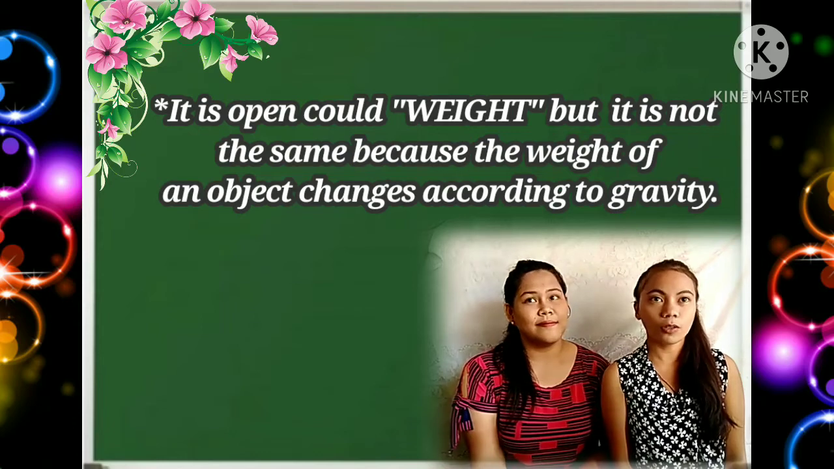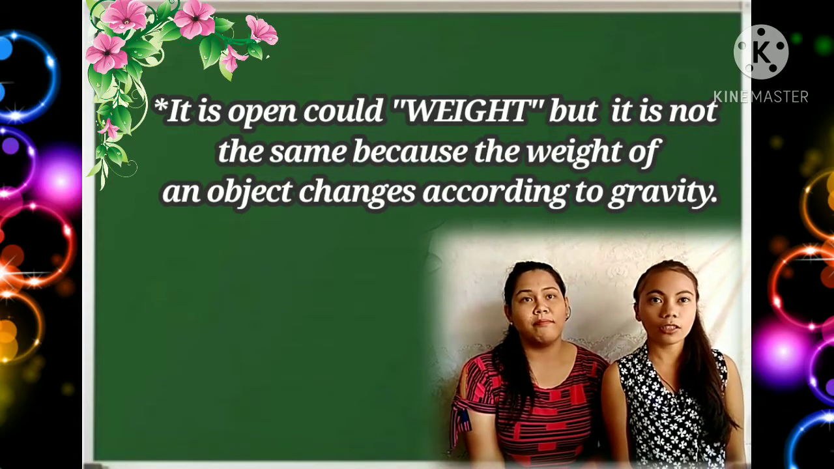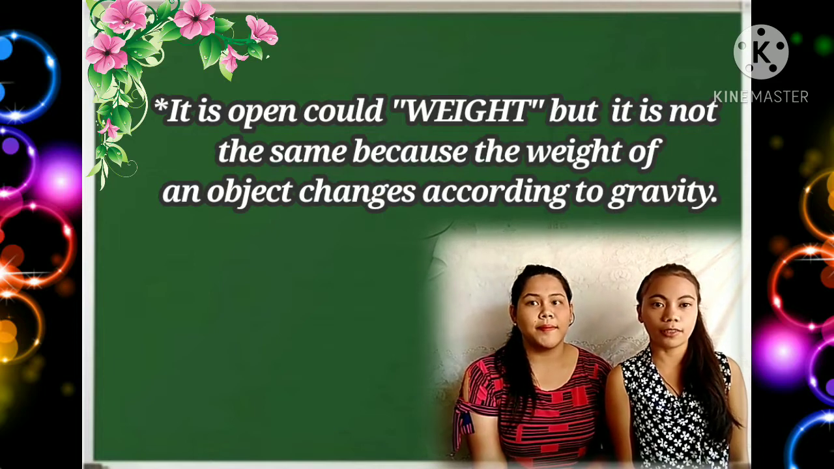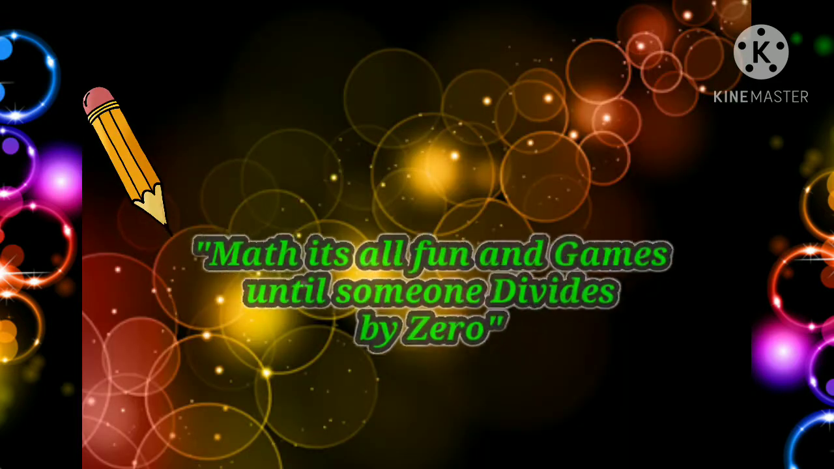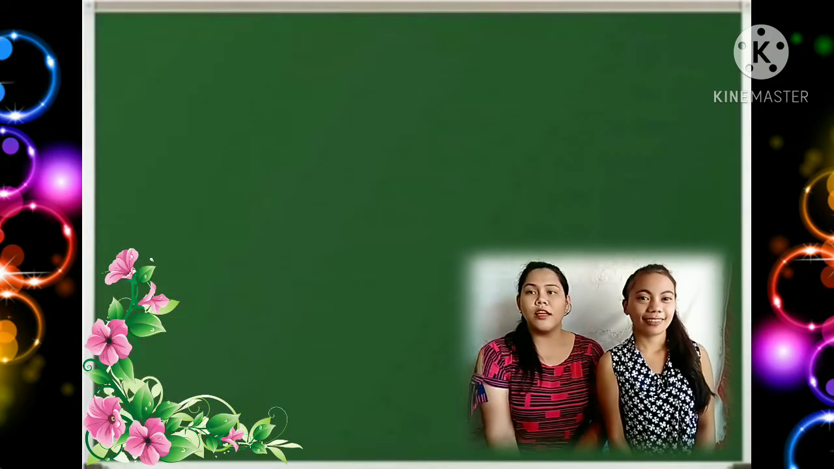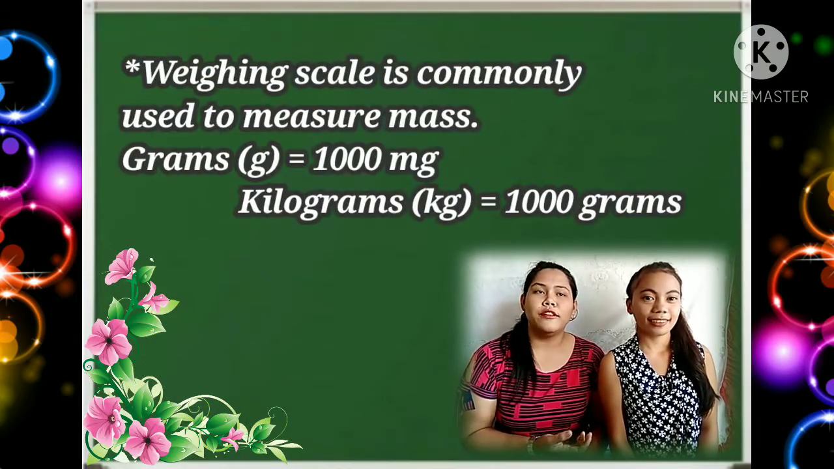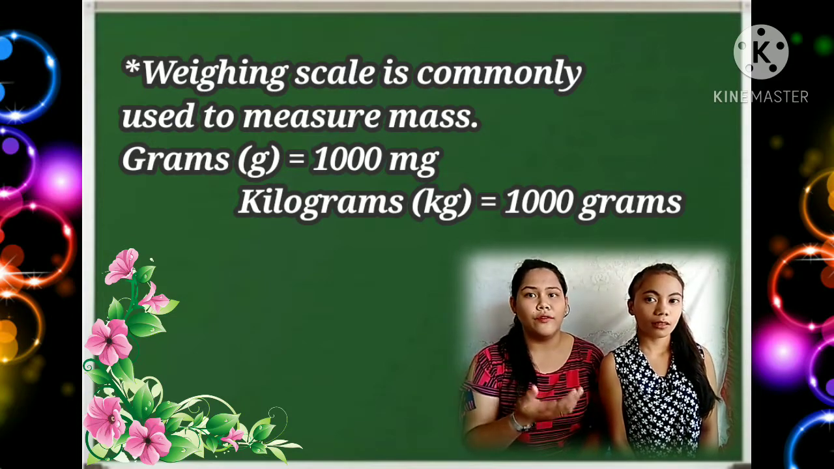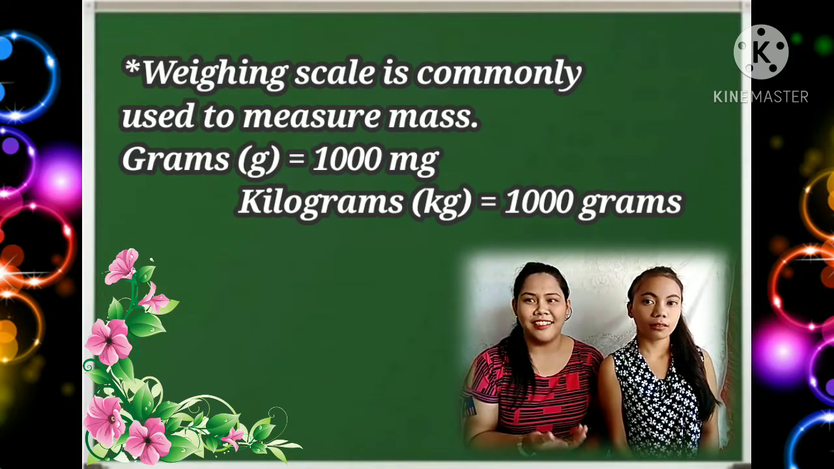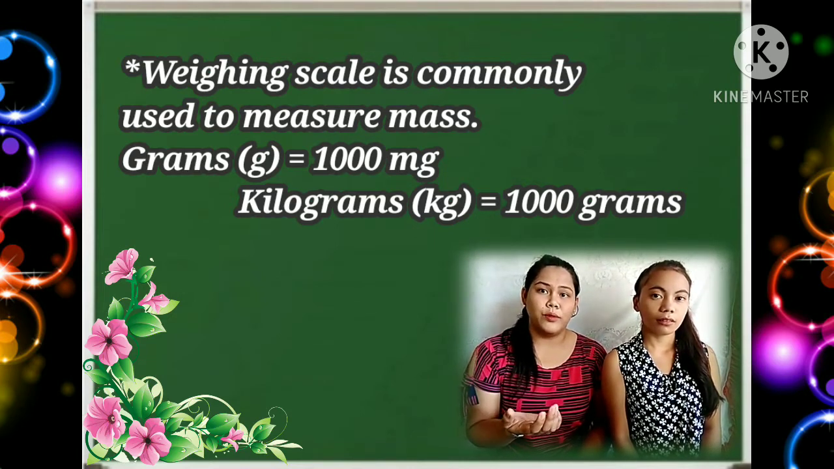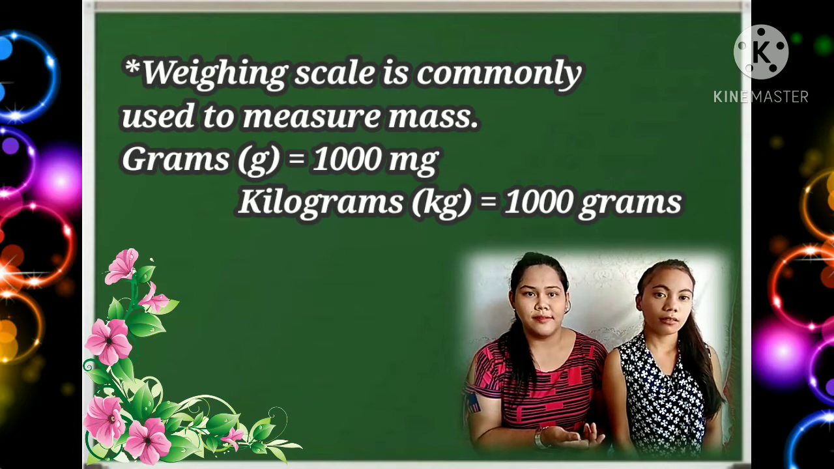It is often called weight, but it is not the same because the weight of an object changes according to gravity. A weighing scale is commonly used to measure mass. A gram is equivalent to 1,000 milligrams. A kilogram is equivalent to 1,000 grams.